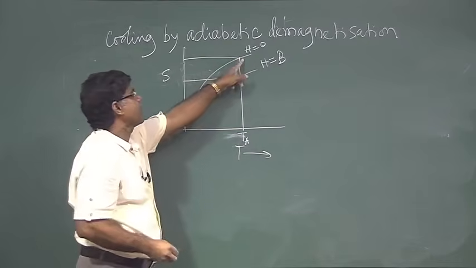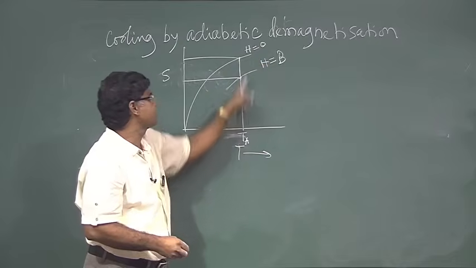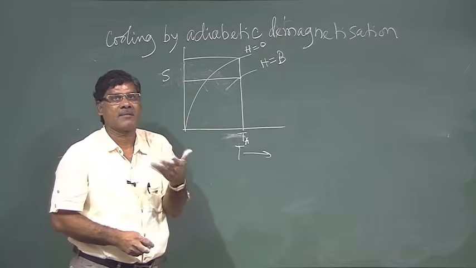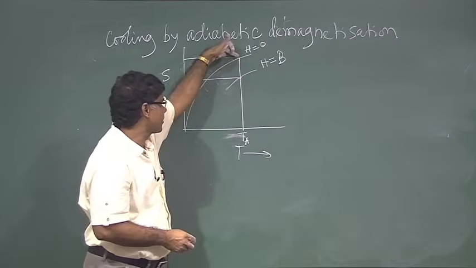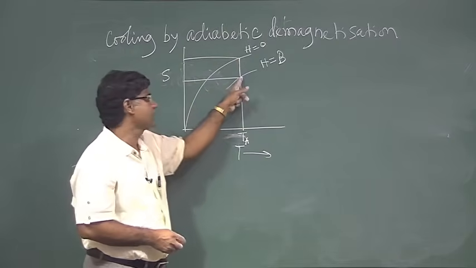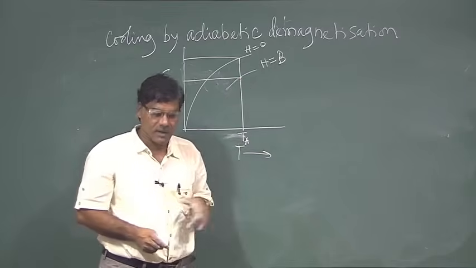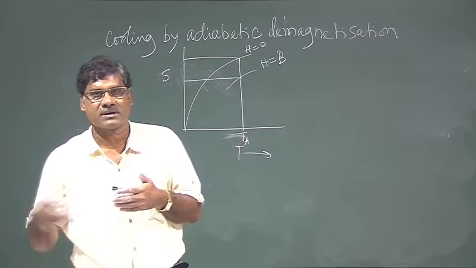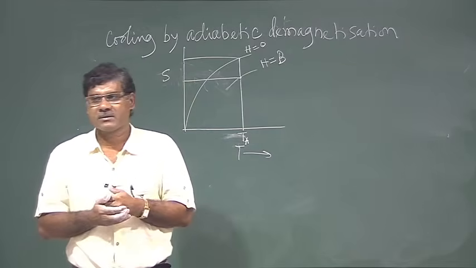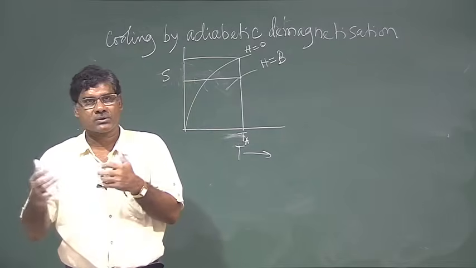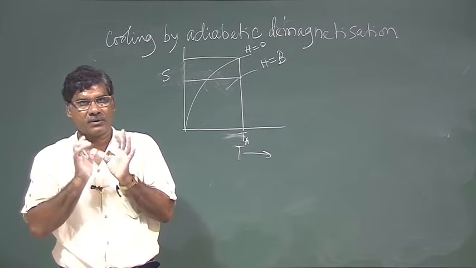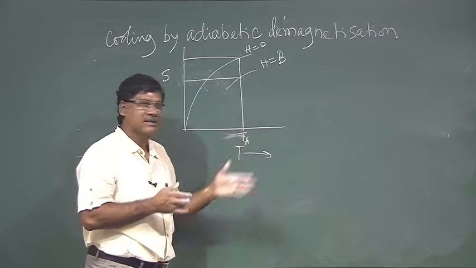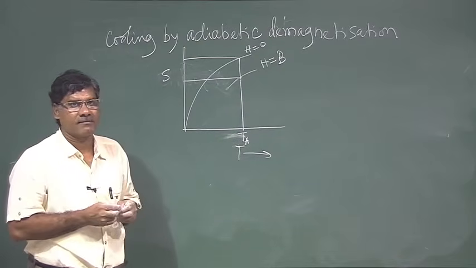Before applying the magnetic field at this temperature, this was the entropy. After applying the magnetic field, it is ordered to some extent, so its entropy comes down here, but at the same temperature. To keep the temperature the same, we take the help of some reservoir, some conducting source. We keep the temperature fixed.